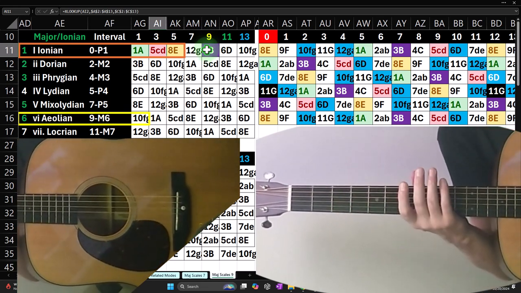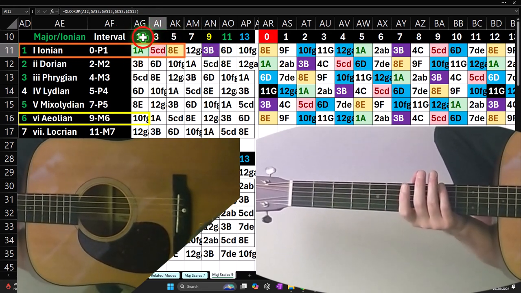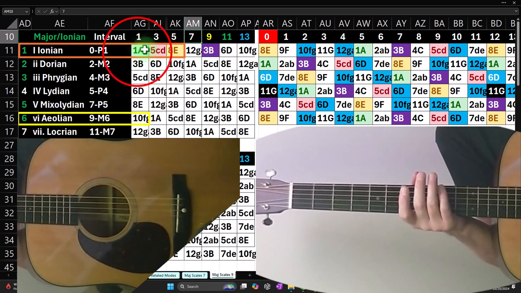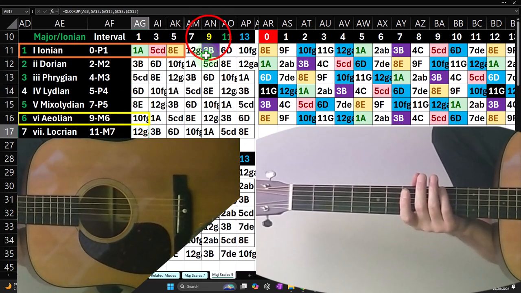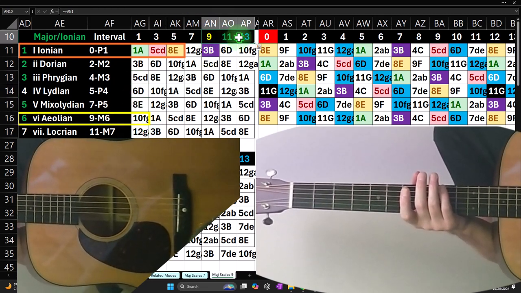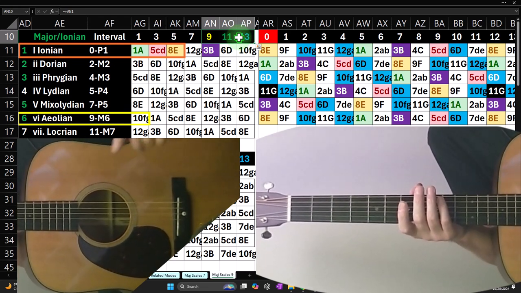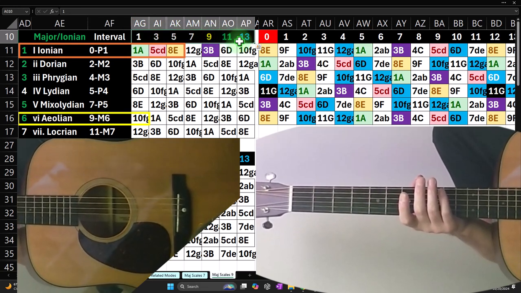Okay, so given that, the other thing that's confusing is, notice what we have here: 1-3-5-7 is the same as 1-3-5-7 here, but then we go to the 9. Why do we go to the 9? Because the 9 is equivalent to the 2. So notice we don't have any even numbers when I name my chord intervals, because we skip every other one.